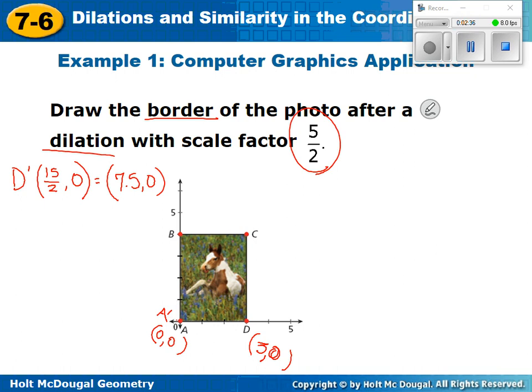On your picture, you don't really have enough room there, so we're going to go out a little bit further. Let's keep our tick marks going. Here's 5, 6, 7, 8. And we're going to go to 7.5 and put D prime. Okay, let's keep going. Where is B currently at?